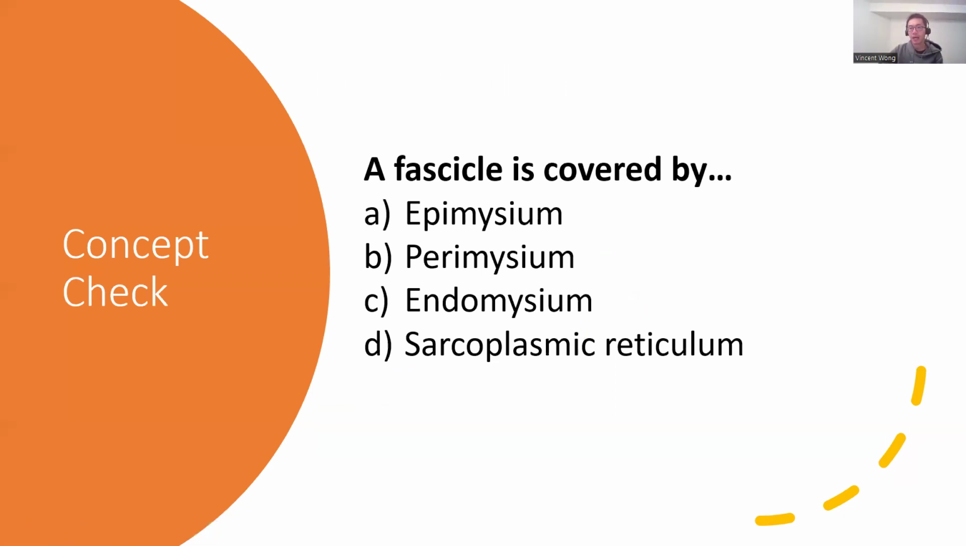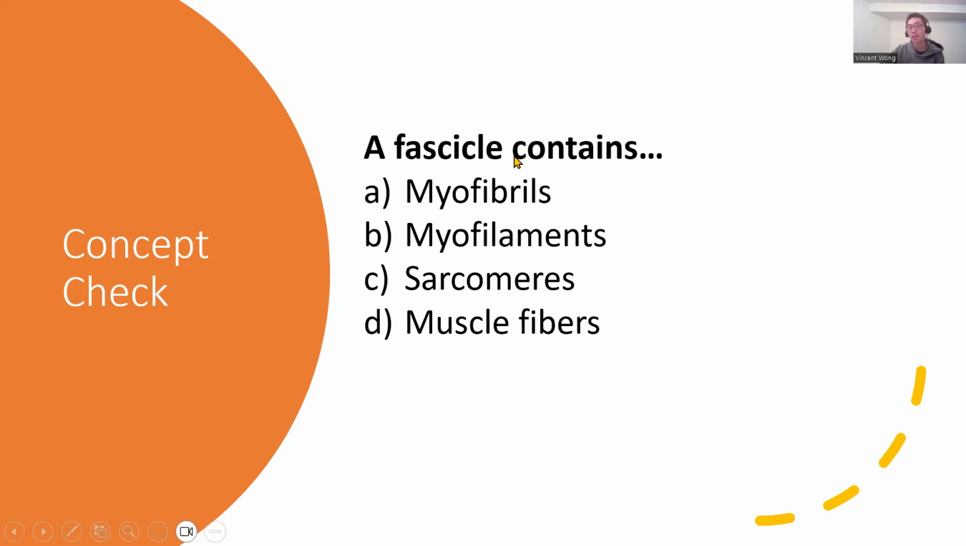Okay, question. The fascicle is covered by, you're probably sick of hearing me talking about this already, so I'm just gonna move it along. The fascicle is surrounded by the perimysium. What does a fascicle contain? Well, the fascicle contains muscle fibers, right? You just have to look at that slide and you will be okay.